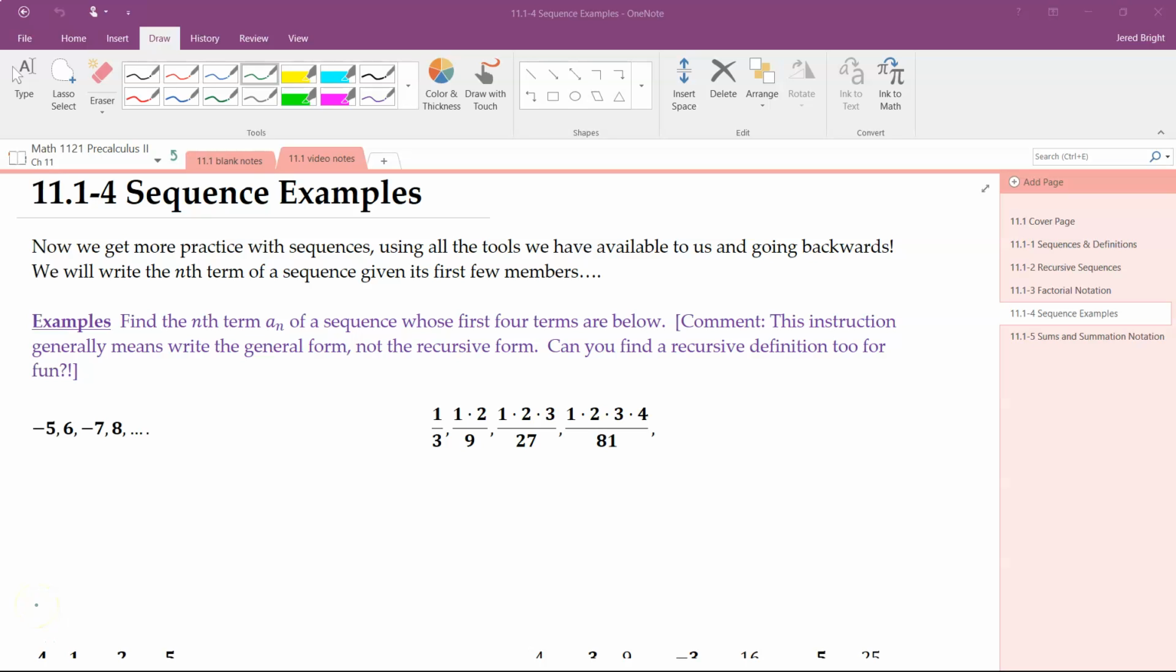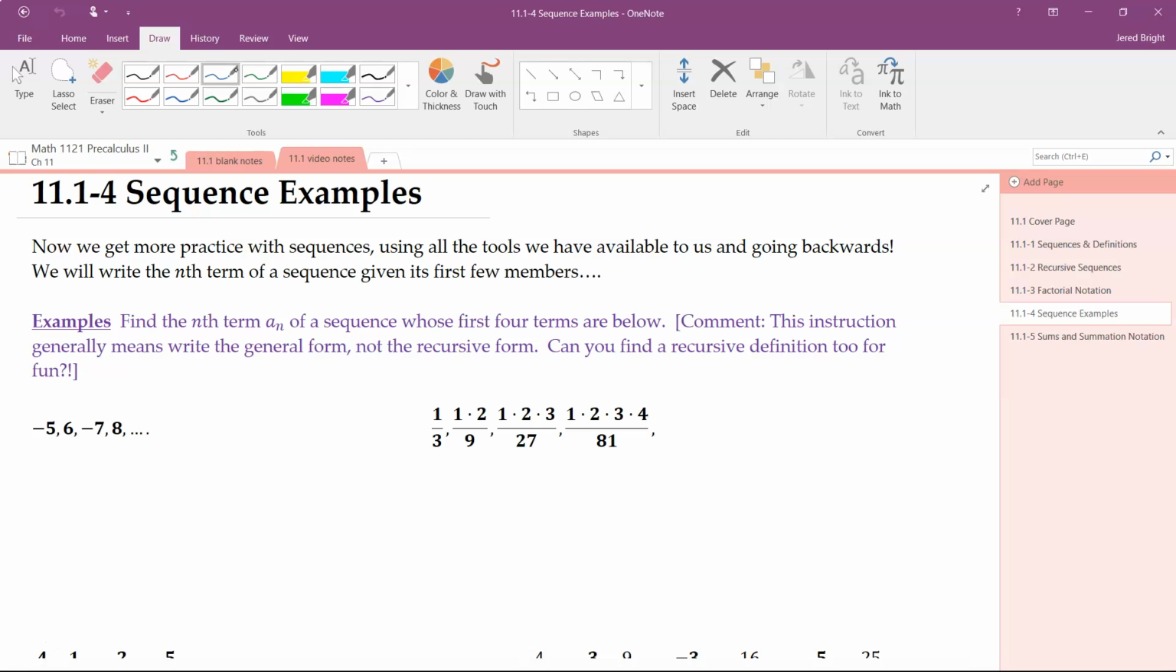Welcome back, and now in our study of sequences, we're going to go backwards. So rather than finding the first four terms, we're given the first four terms, and let's find the sequence representation. This is where things get to be a little tricky, and we really have to look for patterns, and mathematics is all about patterns, so let's see what we can figure out.